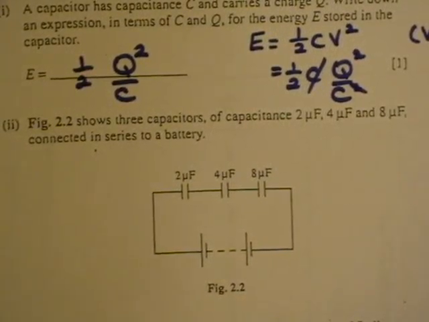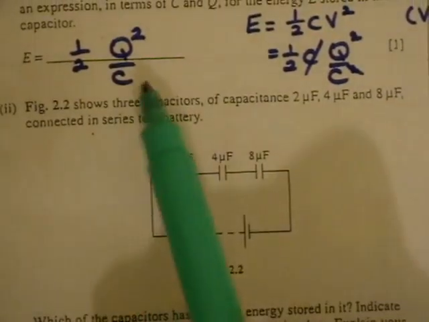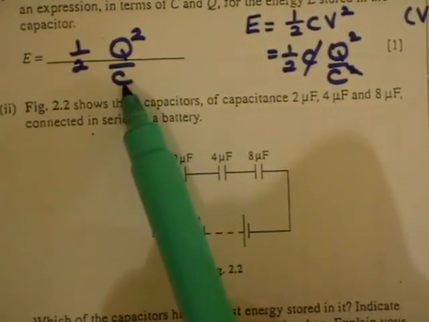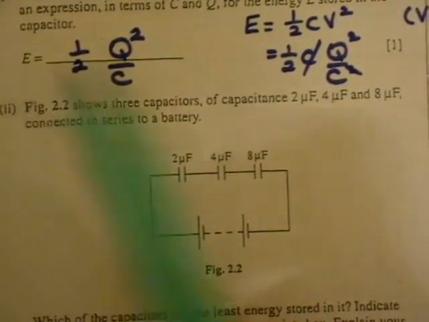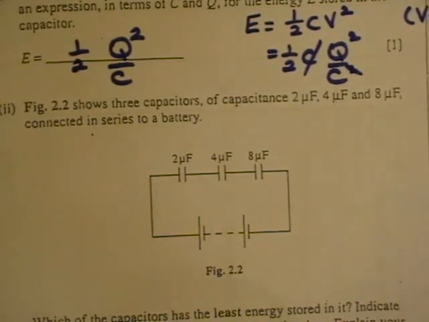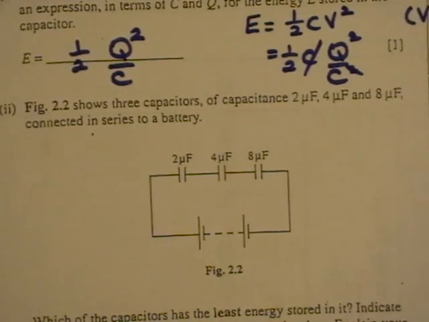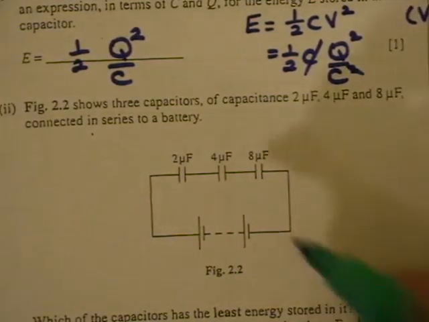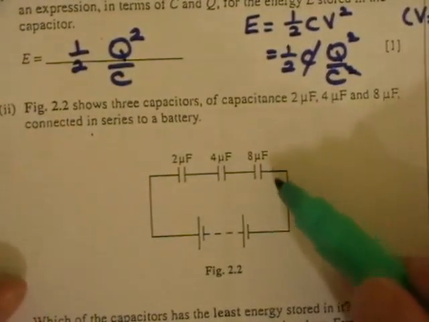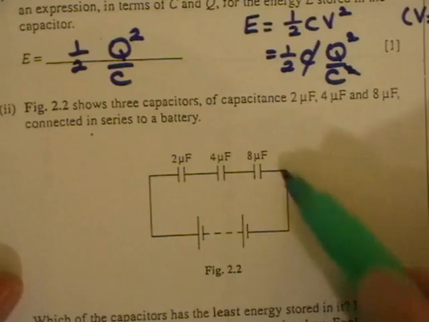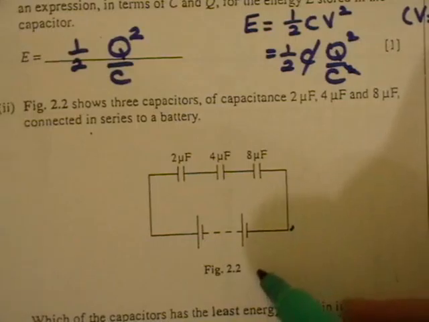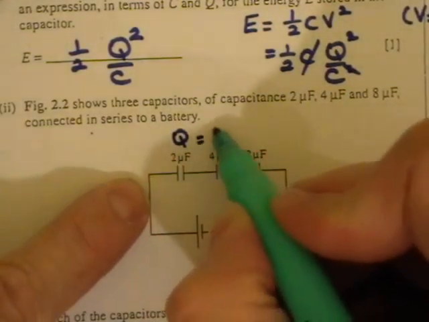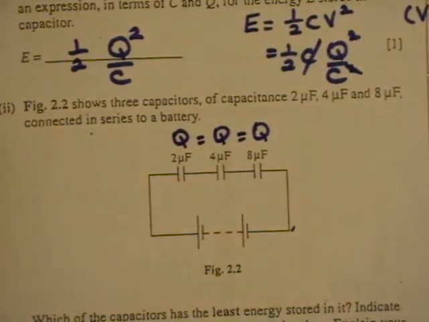E is equal to half Q squared over C. And therefore that means the one with the biggest capacitance is going to divide into this charge to give you the smallest answer. So which one is the least energy? The answer is going to be the one with the biggest capacitance, which is 8. And the reason is, if you use that equation, E is equal to half Q squared over C. This is a series circuit, and in a series circuit you know that the current flowing through every part of a series circuit is exactly the same. Therefore the charge in every part of the series circuit is exactly the same. Therefore each of those capacitors have the same amount of charge stored across them.